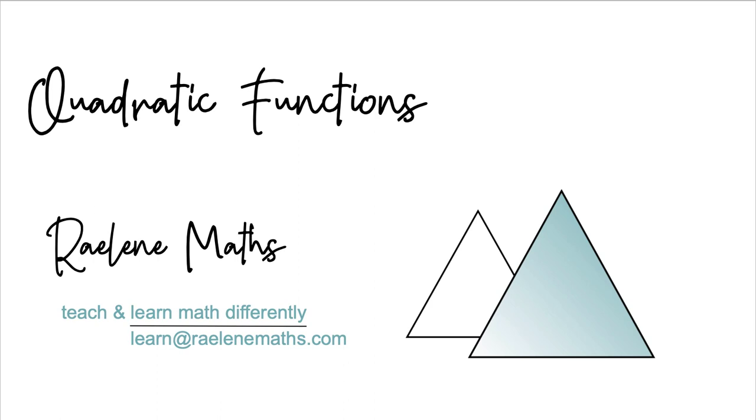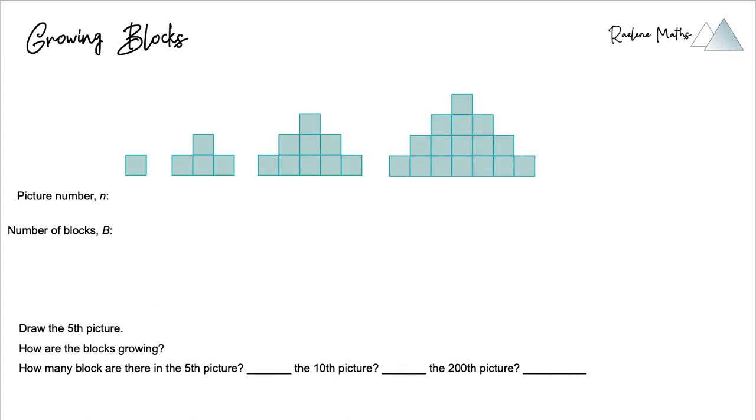This is Raylene, and today we're going to take a look at quadratic functions. We're going to start by looking at a pattern of growing blocks. So we've got a couple of different case numbers. We've got the first picture, or the first case, the second case, the third, and the fourth, and so on. And we're going to consider how many blocks we have in each picture.